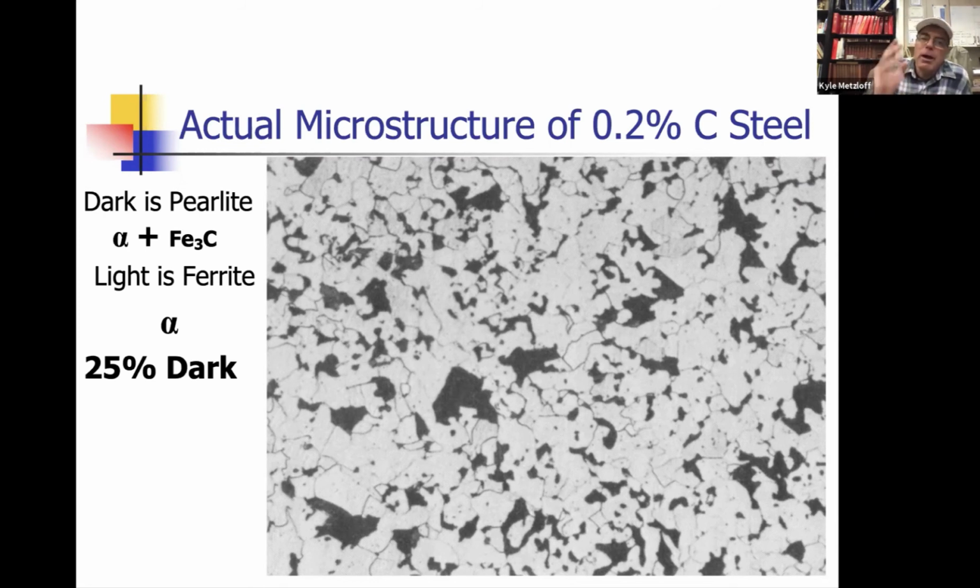If we were to go to 1,000 magnification, then you'd see them. Okay, so what we have here is these dark areas are alpha and carbide, or perlite, right? And this is 25% dark. Now, why is that? Because 0.2 is a quarter of 0.8. So you would expect to see a quarter of the cross-sectional area to be dark, because it roughly equates.